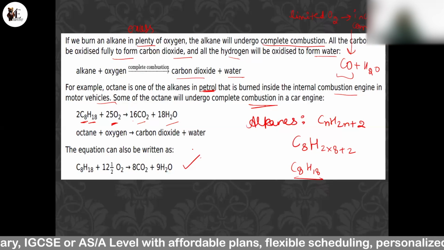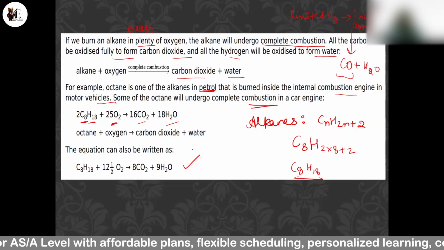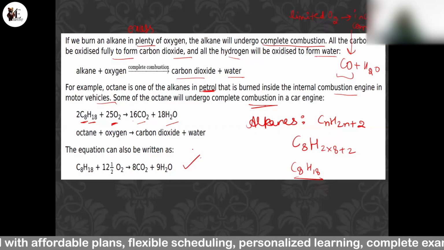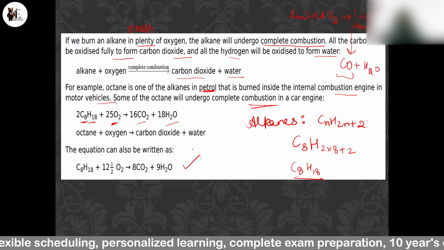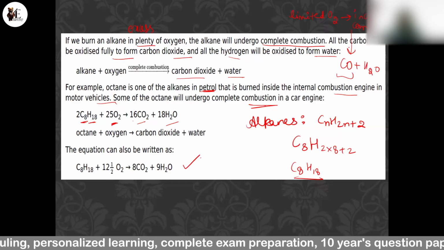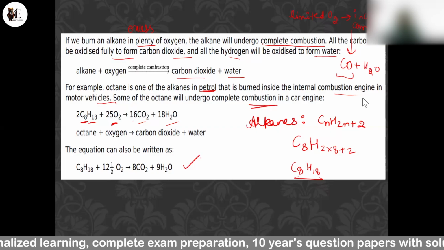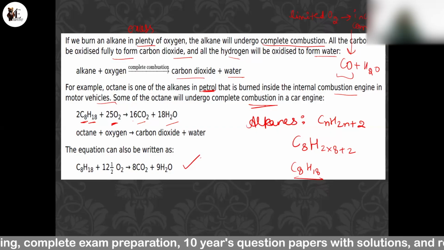The general formula for writing an alkane is CnH2n+2. Octane is the alkane which is present in petrol, which is burned inside the internal combustion engine in motor vehicles. This is just an example to show the reaction.